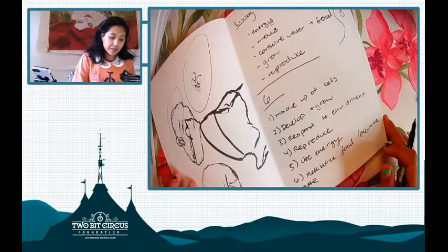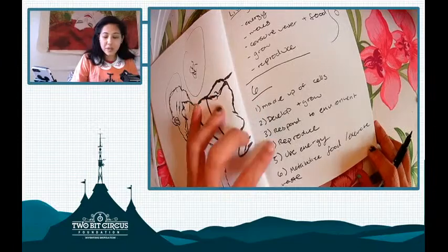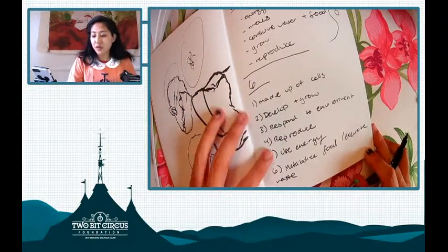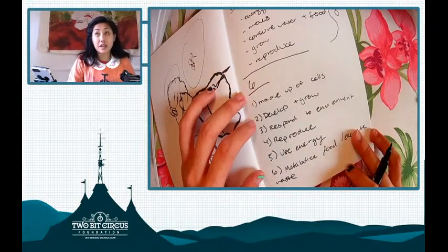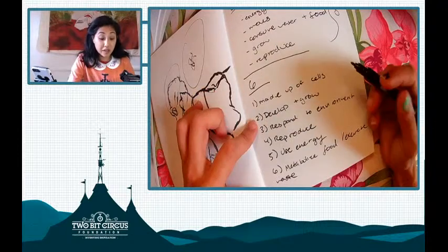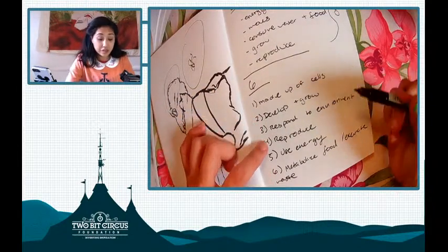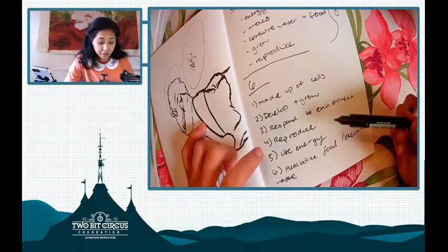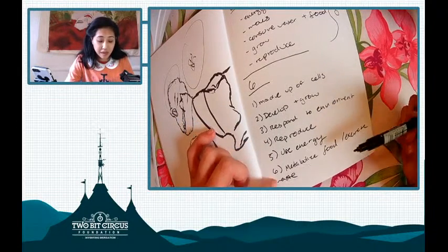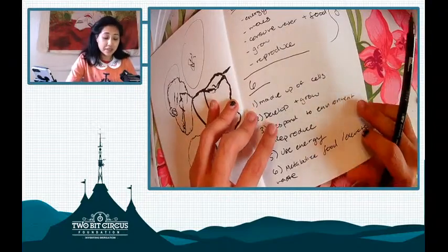Okay, so again, these 6 properties need to be available for an object to be labeled living. It has to be made out of cells. It has to be able to develop and grow. It has to be able to respond to its environment, reproduce, use energy, metabolize food, or at least excrete the waste that it has used.